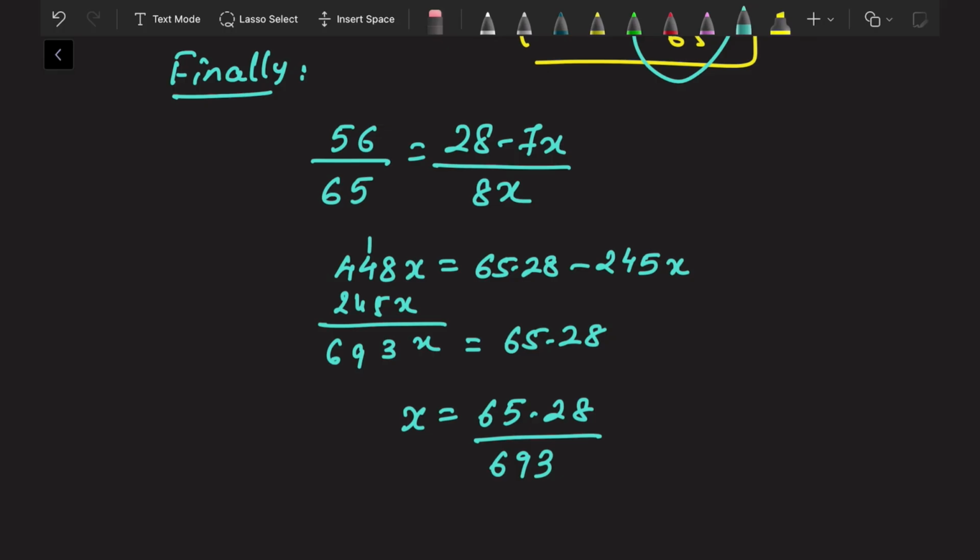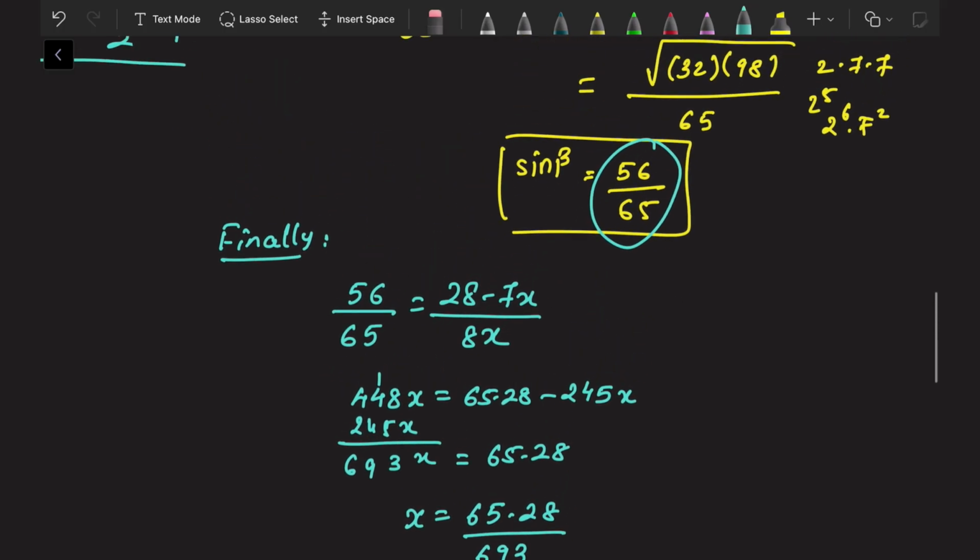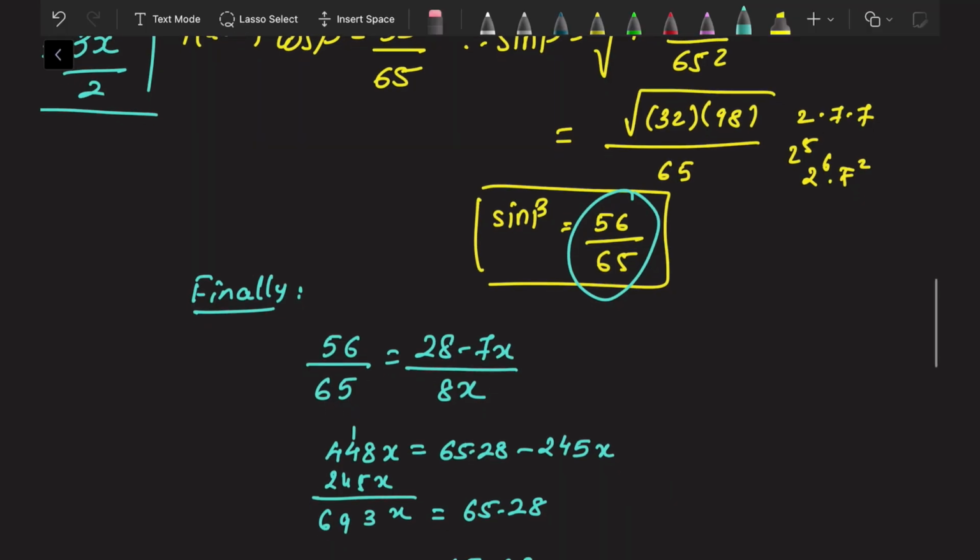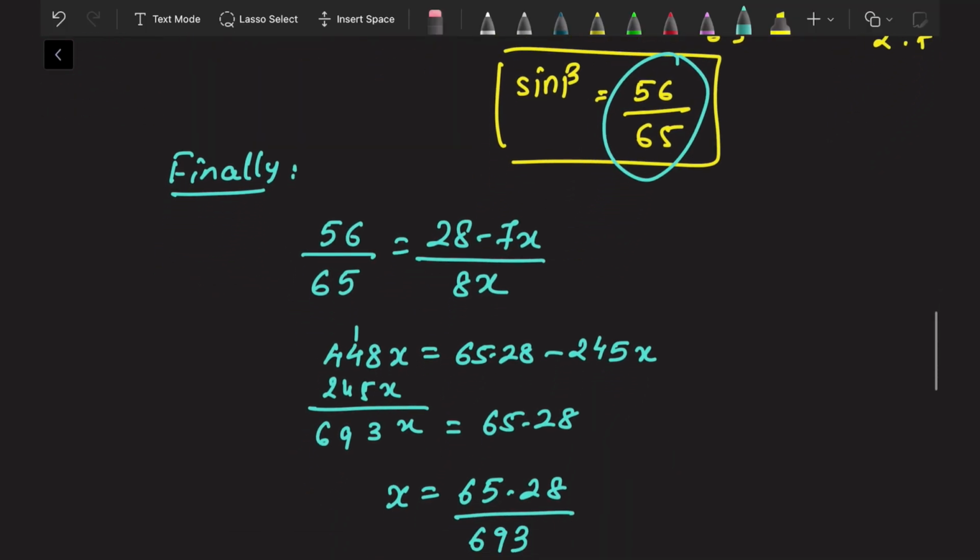65 and 28. 65, 28, none of this comes in the table of 3. Or else 120, 1, anything that comes from the table of 13, can we cancel out anything? 7, no, not the table of 7. Let us see, 56 upon 65 is 28 minus 7x upon 8x. 56 into 8, 8 6 48, 8 5 40, 448. Nice. 7 5 35. Oh yes, it's 7 into 6.